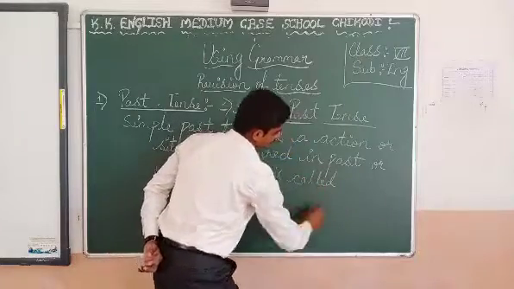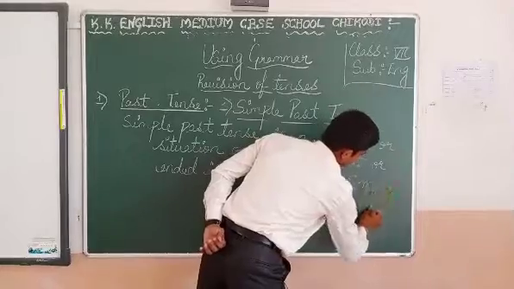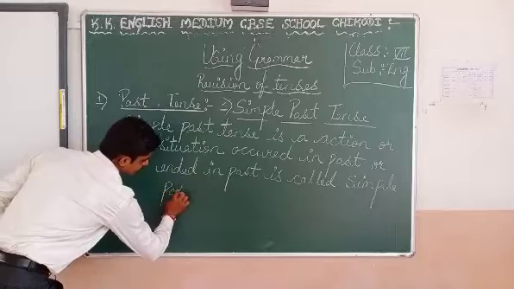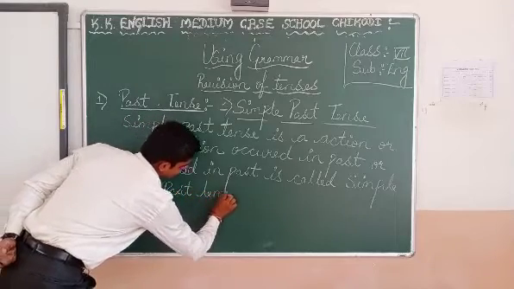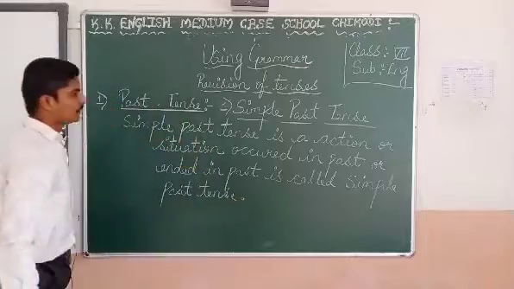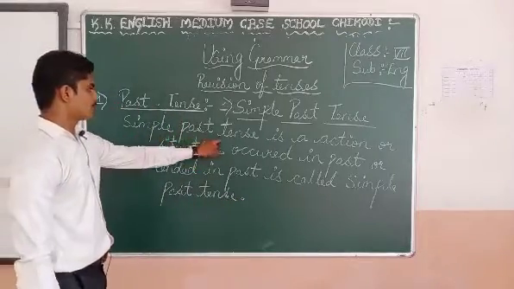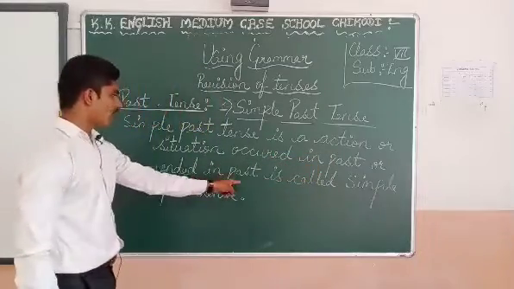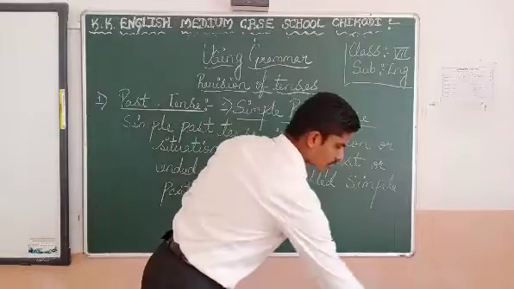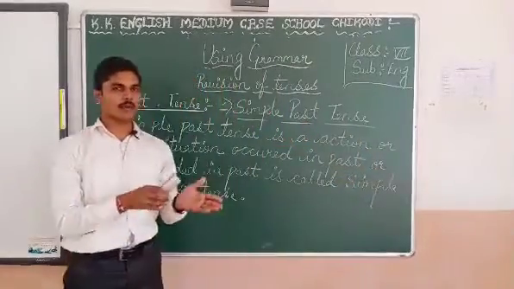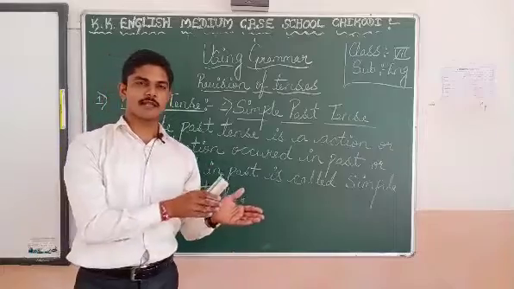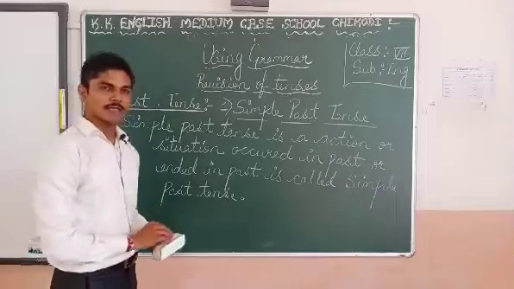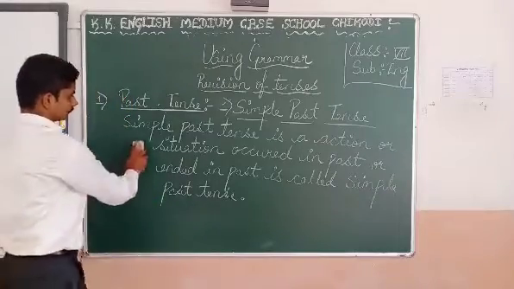It's called simple past tense. See here, simple past tense is an action or situation occurred in past or ended in past is called simple past tense. Okay, understood? A thing which occurred in past and ended in the past itself can be taken here in the simple past tense. So let's begin with some examples of simple past tense.